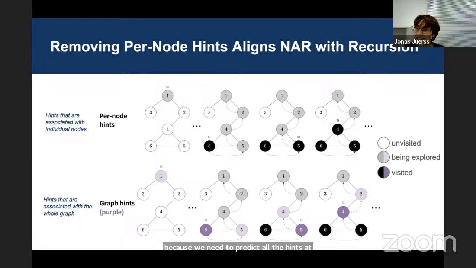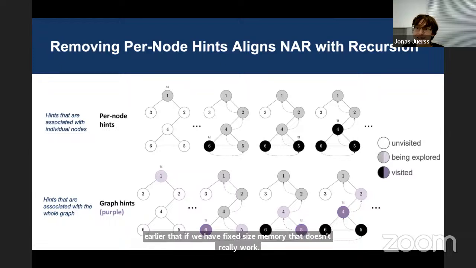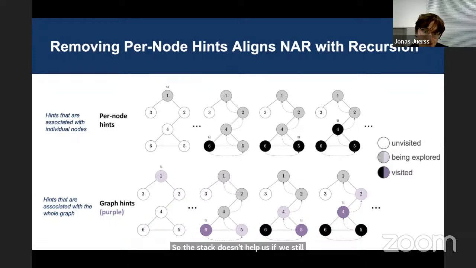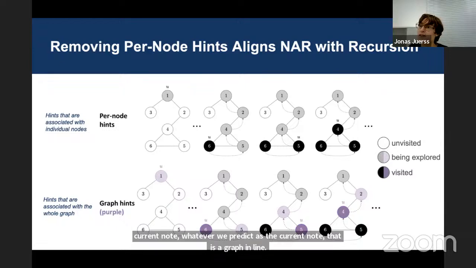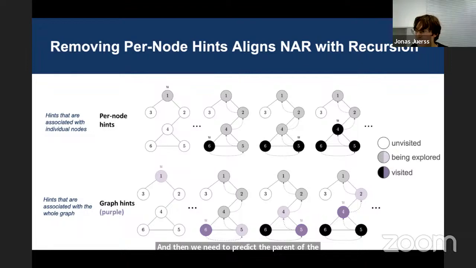And that is exactly what Dilhan said earlier, that if we have fixed-size memory, that doesn't really work. So the stack doesn't help us if we still require to predict everything at once in the end, or also in the intermediate states. So what we do instead is we turn that into a graph hint. We just need to predict the parent of the current node, whatever we predict as the current node. That is a graph hint, right? And then we need to predict the parent of the current node, not the parent of all nodes. And yes, that aligns way better.